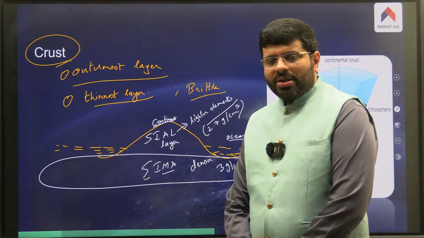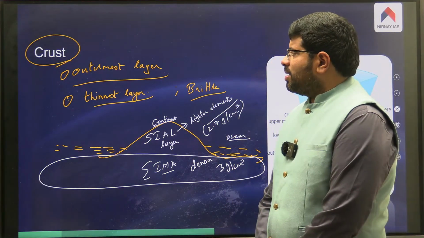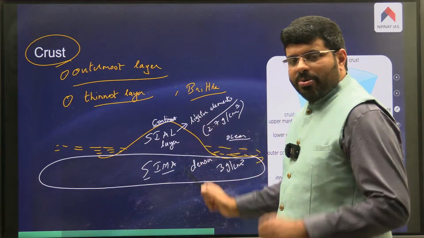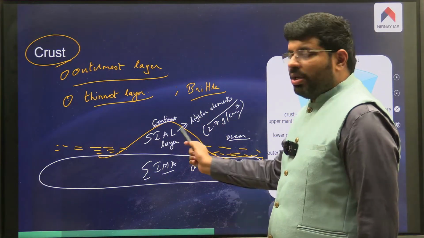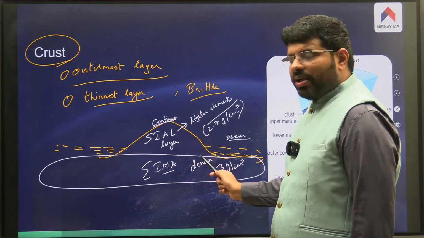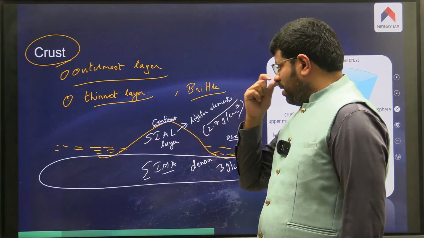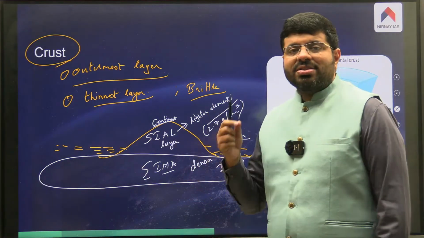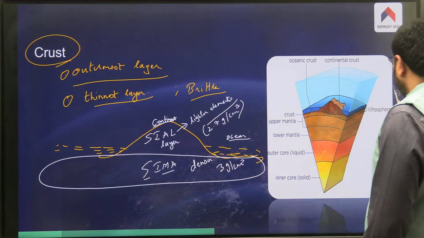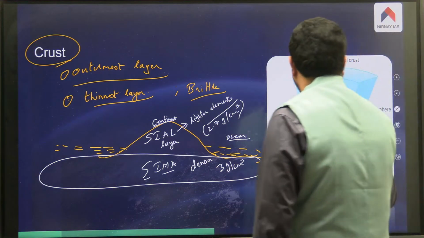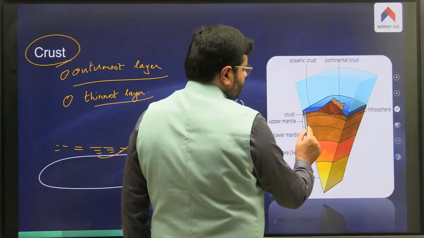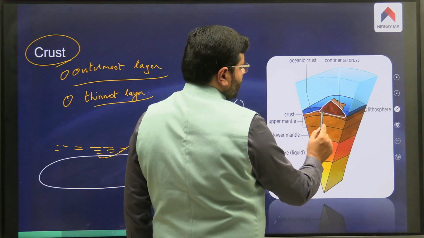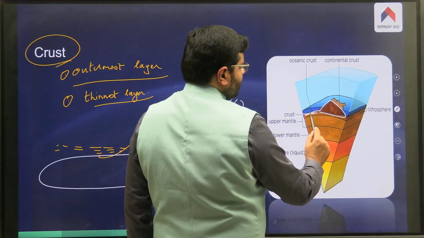So simply remember, the outermost layer is the crust, the thinnest layer. It is very, very brittle, easily broken. And the continental crust is the lighter one comprising silicon and aluminium. The heavier one is silicon and magnesium, which is the oceanic crust, which is denser. Right. You can also see here, this is the crust. This is the continental crust, Sial. This is the oceanic crust, which is Sima.